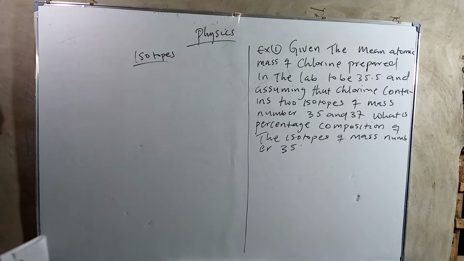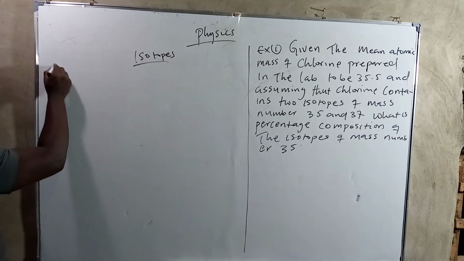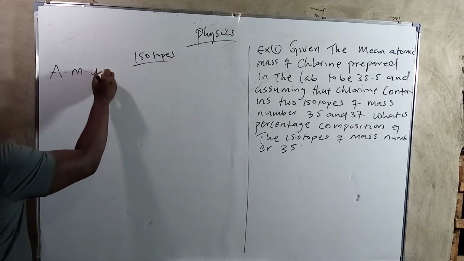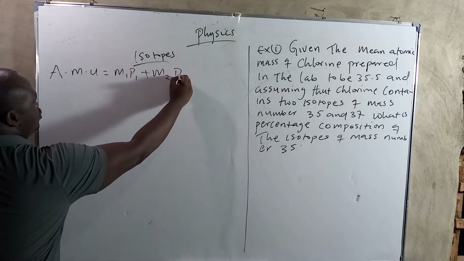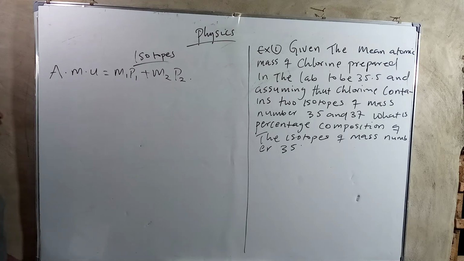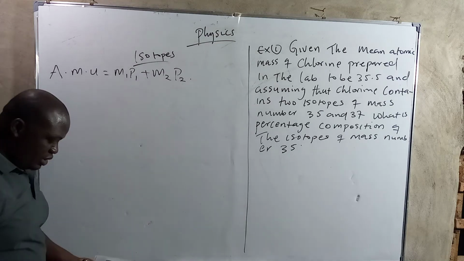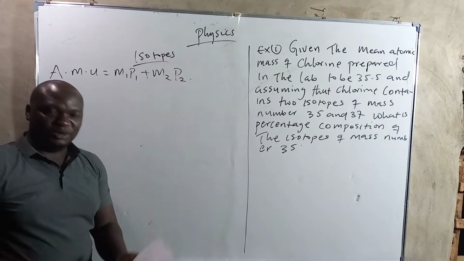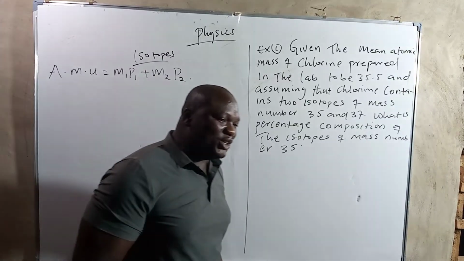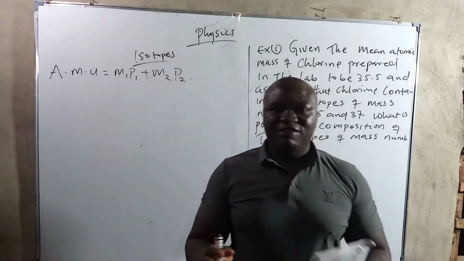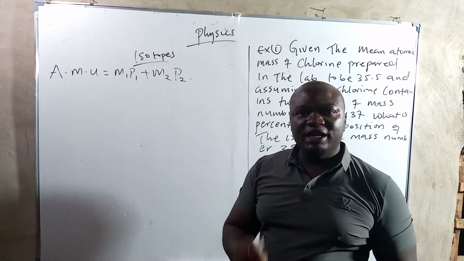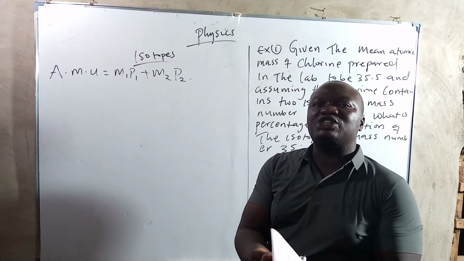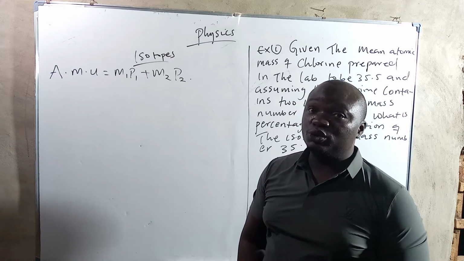Remember, from the video, we said the atomic mass unit is equal to M1P1 plus M2P2. Remember, if you watch my videos on isotopes, there is one particular thing you will understand: I am solving in a way that, however they ask you the question, you will be able to solve it.